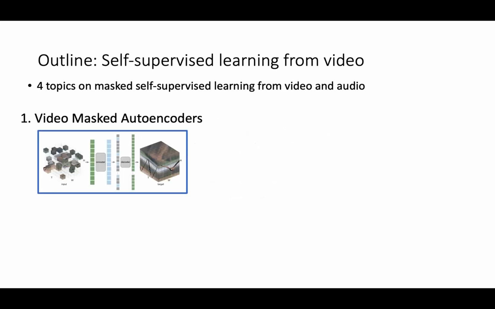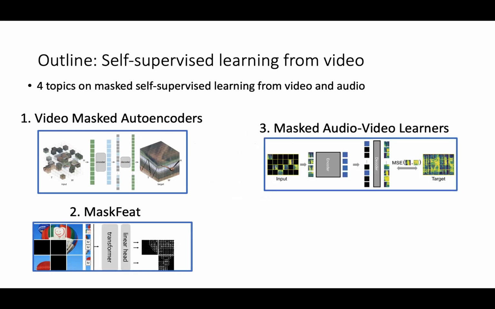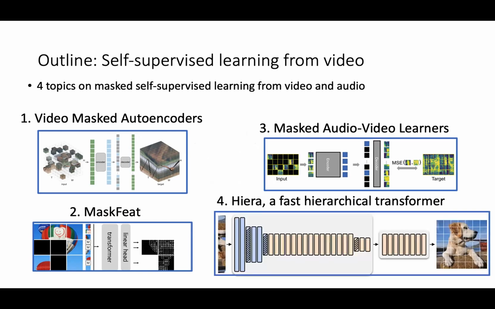The first one will be masked autoencoders for learning from video. The second one will be learning from masked features. The third one will be learning from audio and video information, also in this masked learning framework. And the fourth one will be a new hierarchical transformer that is simpler and faster than previous ones. So this is the outline of the talk.